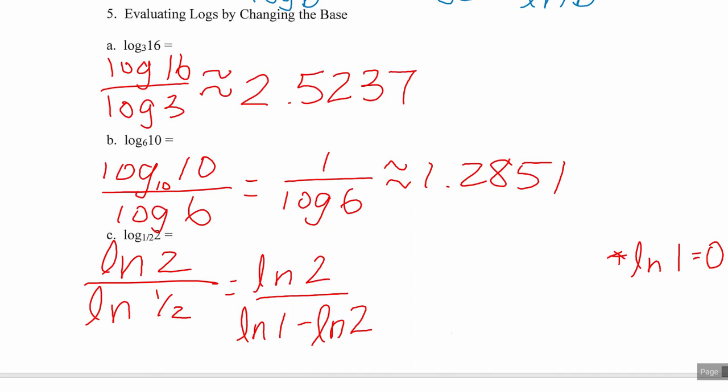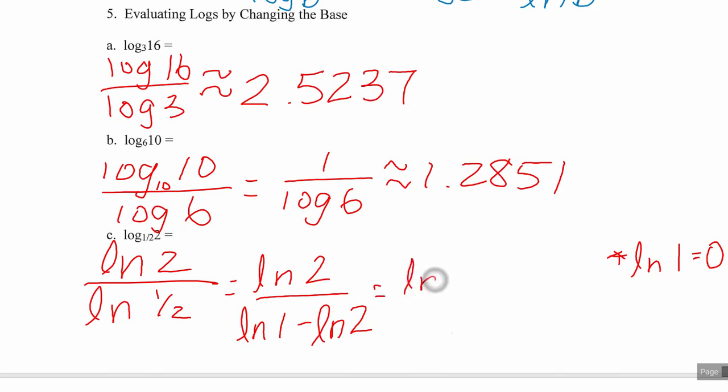Okay, if you don't believe me, type it into your calculator. So anytime you're taking the log of 1, that's always going to be the case. Because remember, anything raised to the 0 power is equal to 1. So when you're taking the log or natural log of 1, it's always going to be 0. What's nice about that is that the natural log of 1 in our denominator cancels out.